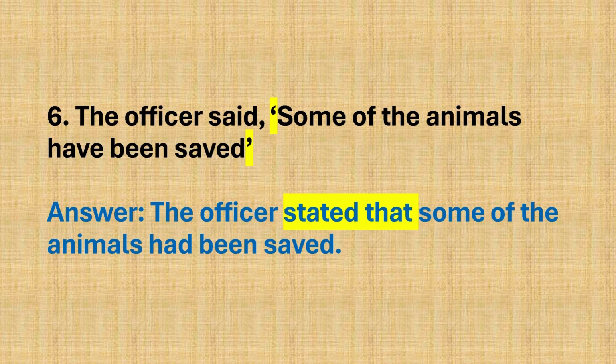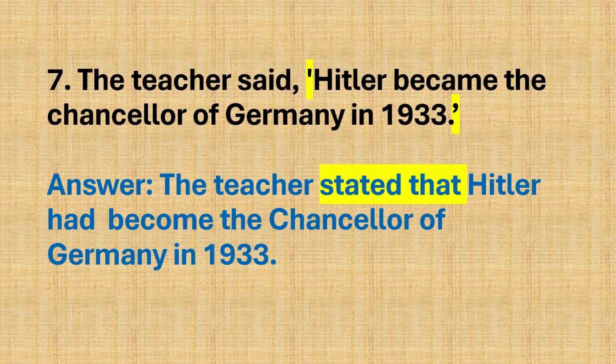The officer said, some of the animals have been saved. Answer: The officer stated that some of the animals had been saved. In the above statement, the present perfect have been saved changes to the past perfect had been saved because the reporting verb said is in the past. About the reporting verb choice, stated is used as a neutral verb to indicate a factual statement. And coming to pronoun and subject retention, some of the animals remains unchanged as it doesn't require modification in indirect speech.